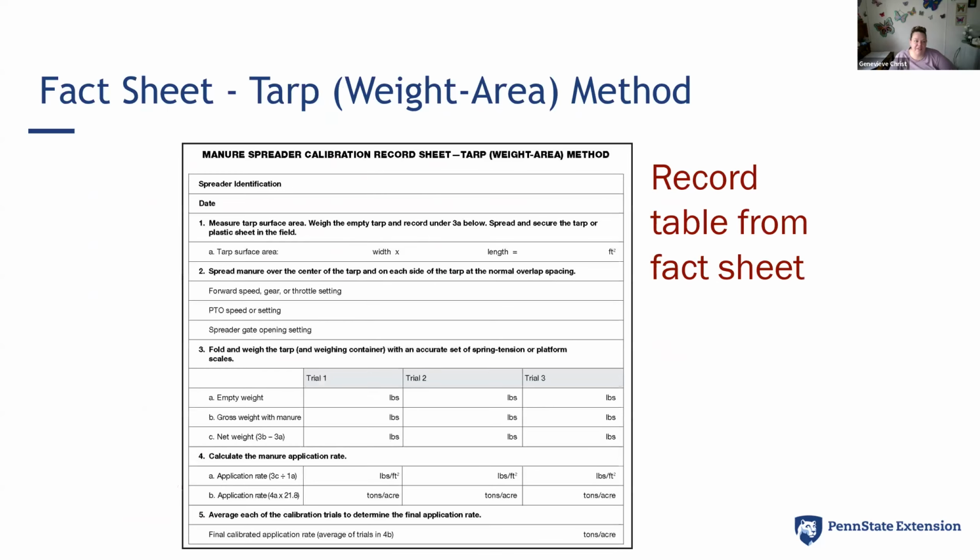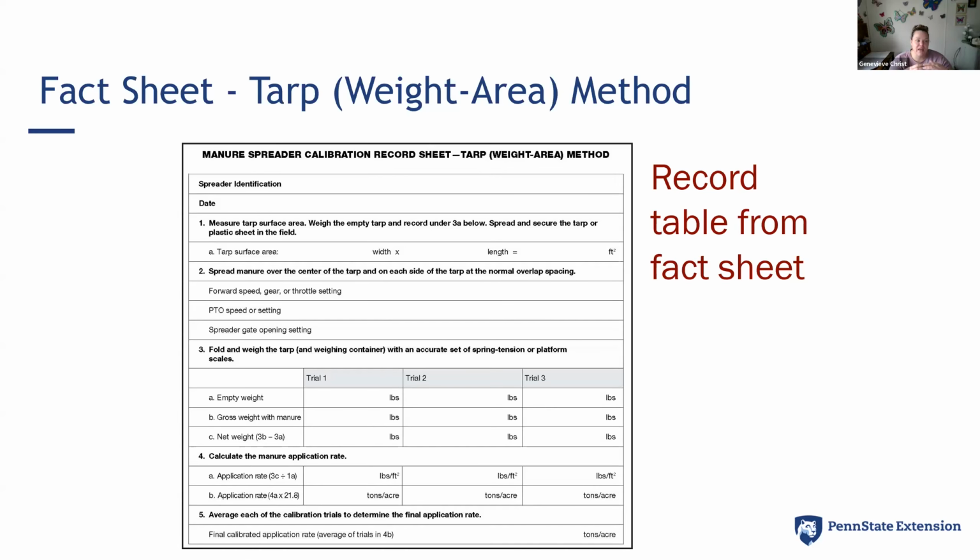This is what that sheet looks like. It shows you the surface area, our tractor speed, and the empty weight of our tarp and bucket, and the gross weight with the manure. We do the subtraction. It tells you that 21.8. You don't have to remember that conversion factor. It's listed right there. It's nice because it gives you 3 options for those 3 trials, 3 attempts, 3 calibrations that we want to do. Then you can average those together and record that final calibrated application rate.